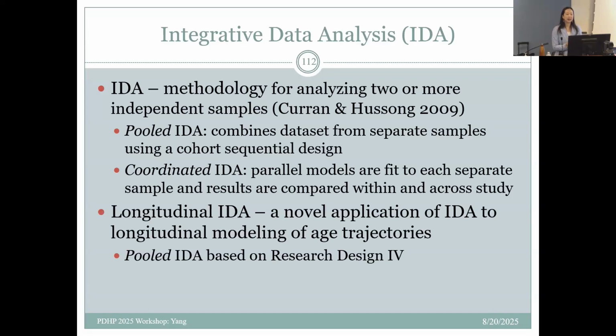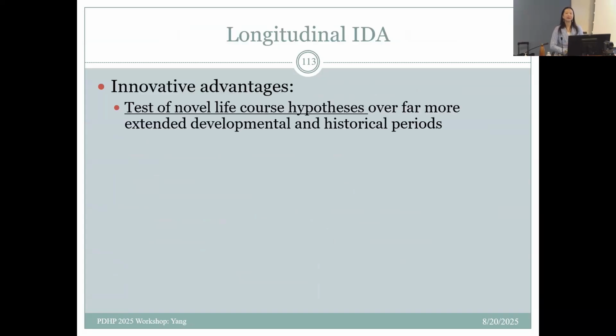So longitudinal IDA is a novel application of IDA to longitudinal modeling of age trajectories. Now, we can use the pooled IDA based on the new research design 4, or, in cases where measures are difficult to synchronize or harmonize, we also have the option of conducting coordinated IDA based on research design 3. So I would like to highlight some innovative advantages despite the massive amount of data work and preparation. If you know the prize, you'd probably be more motivated to go for it, right?